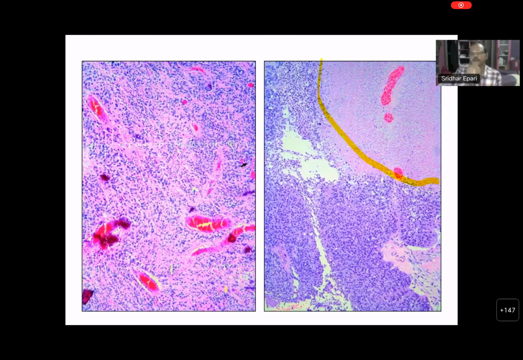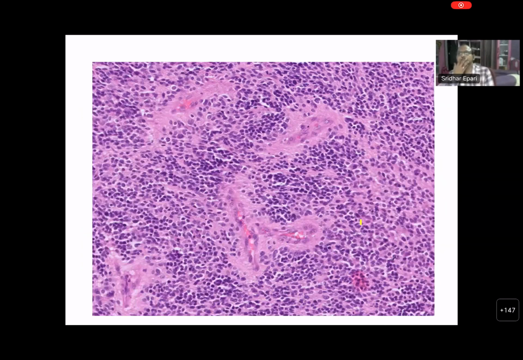So on higher power, how would you describe it? So this is a hypercellular smear with monomorphic cells and the blood vessels. Around the blood vessels, there is a meshwork of fibrillary cytoplasm forming pseudo-rosettes. Okay, so you are saying a tumor which is very monomorphic, similar looking irregular oval-shaped cells, interspersed with some acellular zones around vessels.